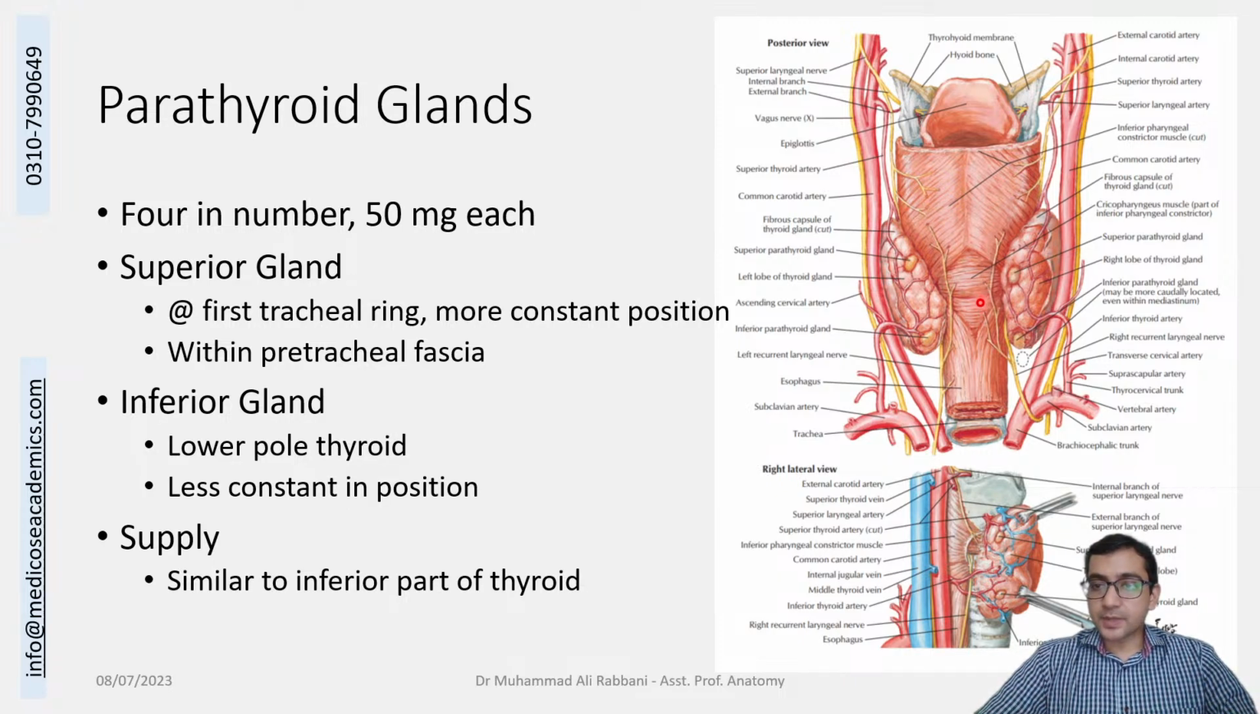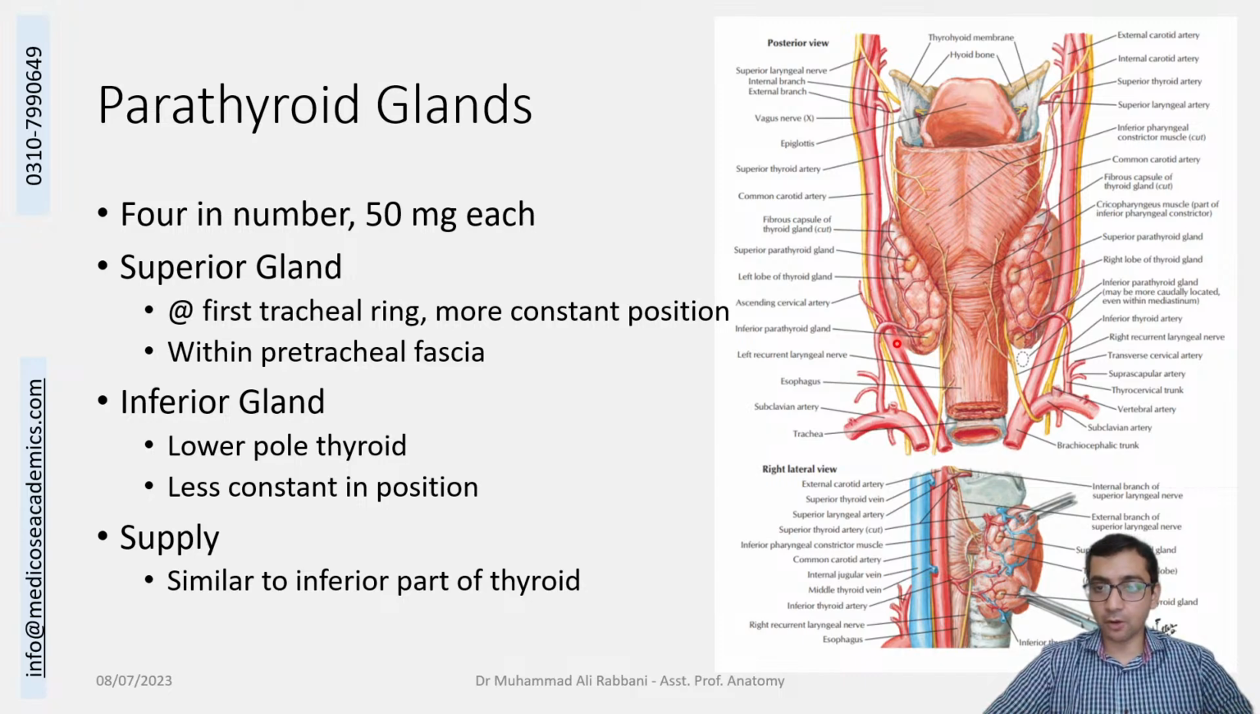Then we are left with the last topic, that is the parathyroid glands. They are four in number, present on the posterior aspect in pairs. The superior parathyroid glands are present near the middle of the thyroid gland, and the lower ones are near the lower pole. The upper ones are very constant in position. They are usually at the level of the first tracheal ring, and usually present within the pretracheal fascia embedded in the thyroid gland. The superior parathyroids are from the fourth pharyngeal pouch, and the inferior parathyroid glands are from the third pharyngeal pouch.